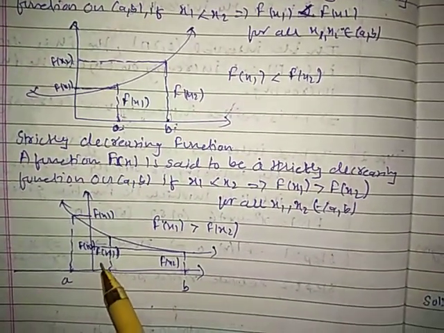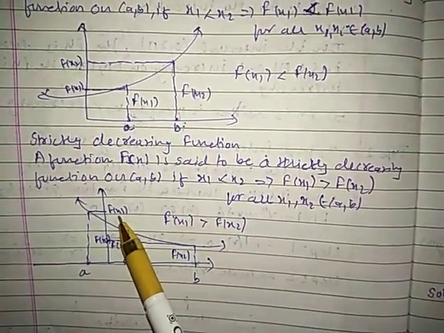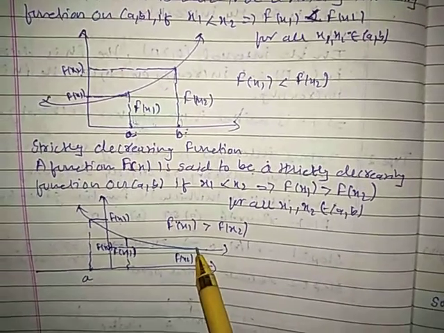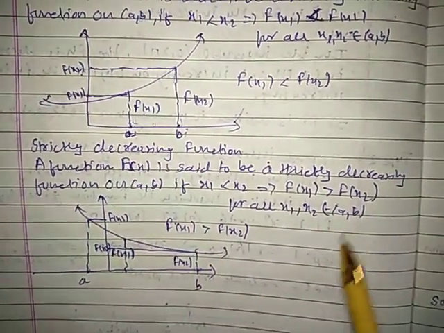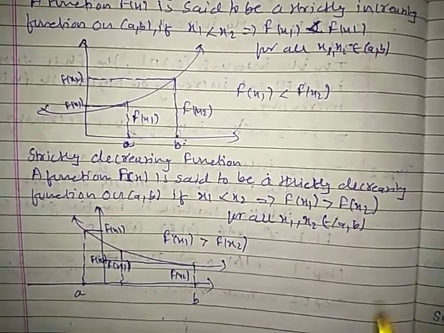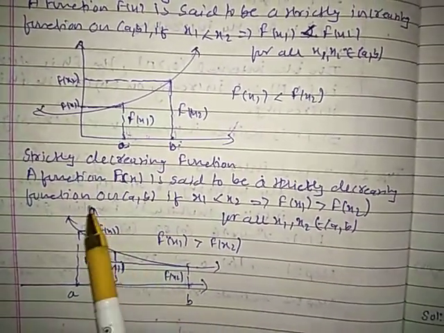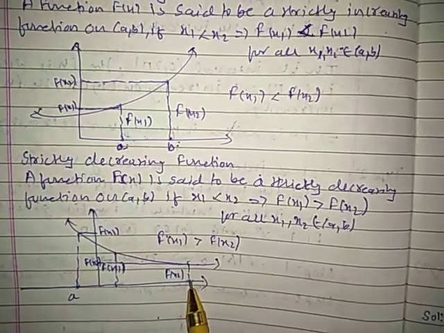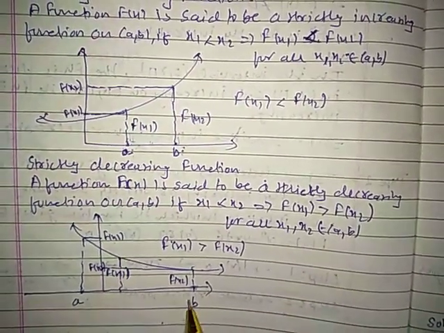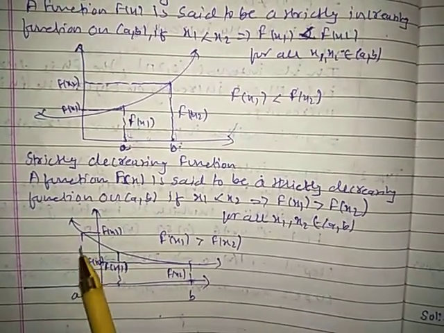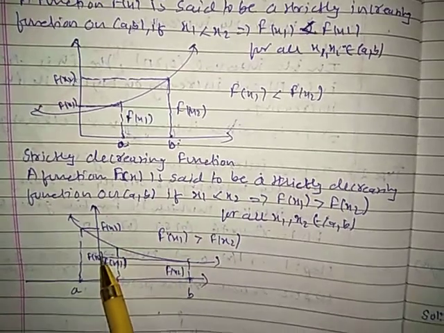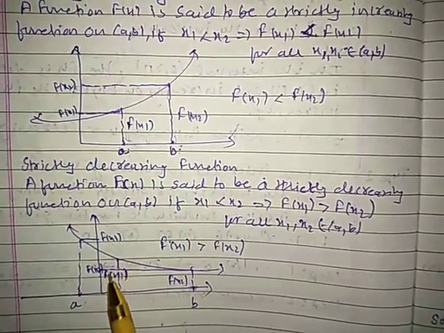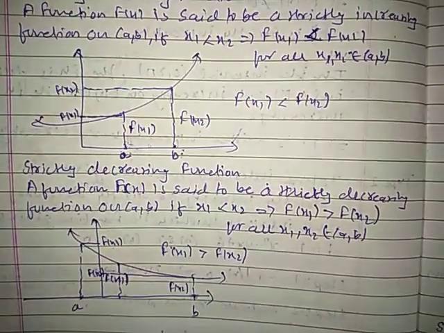The function is strictly decreasing because f of x1 is greater than f of x2 for every x belonging to the open interval (a, b). Understood? You understand this with the figure. Suppose this is x1 and this is x2, so it is minus 1 and 4. Naturally x1 is less than x2. But f of x1 may be 4 and f of x2 may be 2, so f of x1 is greater than f of x2. Therefore the function is strictly decreasing.